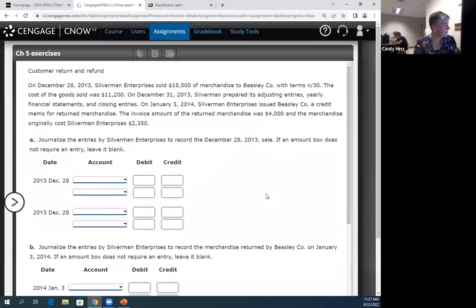Let's move on then to exercise 4, if no one has any questions. So now we're looking at a company that has accepted a return from a customer and offered them a refund on what they had purchased.